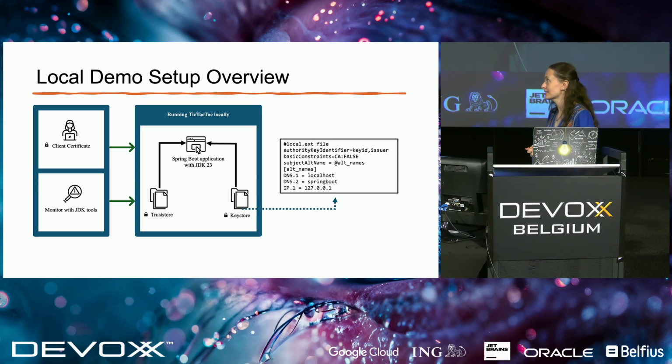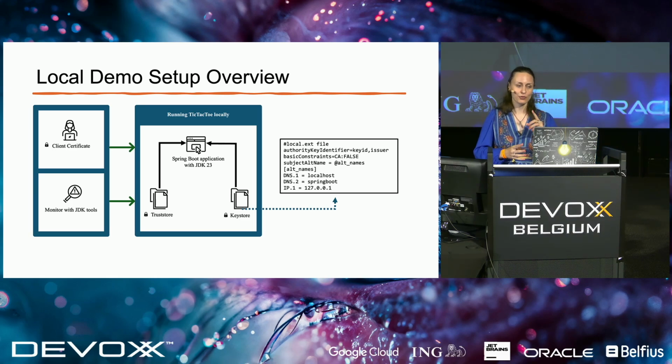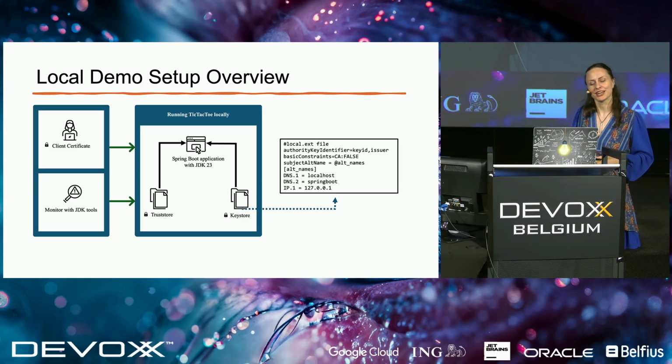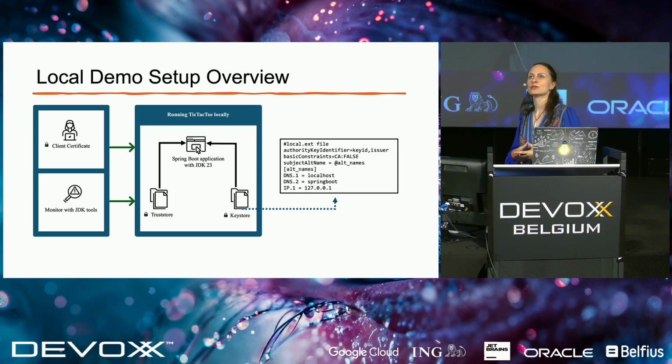Now, let's jump into action. We have a local demo, of course, with a Spring Boot application running on JDK 23. We're going to play tic-tac-toe, hopefully at the end of the session, because I need your help to demonstrate the last part of the tools in action. And we have a typical mutual TLS authentication in this case. So I have my application running on HTTPS.